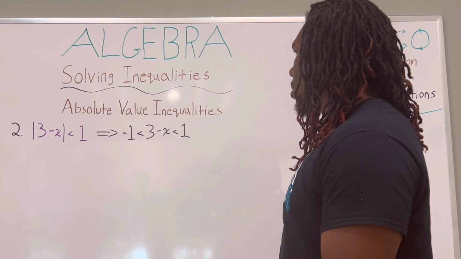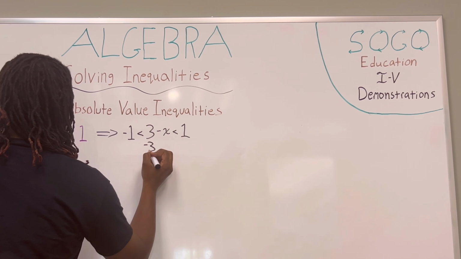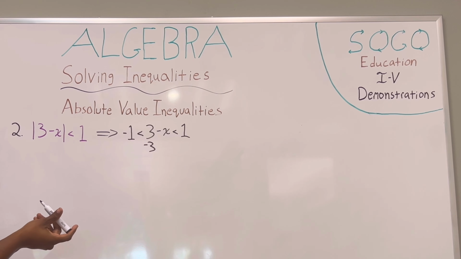Now it looks like a standard inequality with two signs. All right, so what do we do now? Isolate the variable, right? Subtract 3 on every side.